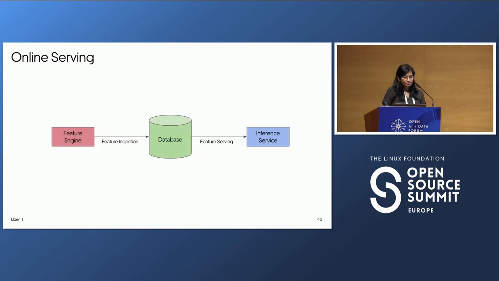So this is a high level overview of our online serving. I think this is literally every standard serving diagram. You ingest the data and then the data is being served. So we will look into the optimization on two fronts: how do we optimize the ingestion and how do we optimize the serving? Let's first go into the feature ingestion.